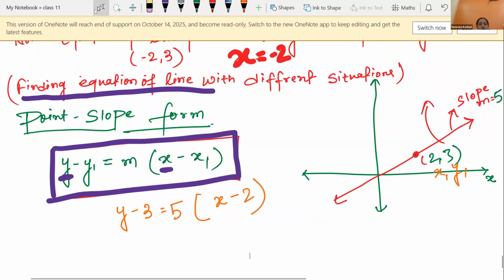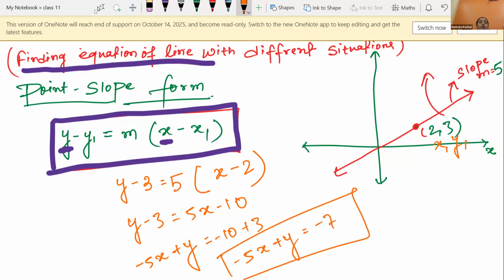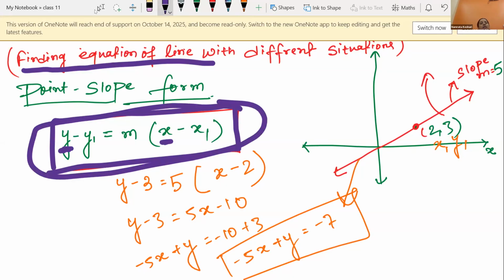Let's make it. So we will be having y minus 3 is equal to 5x minus 10. That means we can take this 5x to this side. So you will be having minus 5x plus y is equal to minus 10 plus 3. This way you can do. So you will be having minus 5x plus y is equal to minus 7. What you did, you have created the equation of this line with the help of the given data. How? Already I have given you the mold. In this mold, you have to drop all the data and you will be getting the equation. Is it making sense?